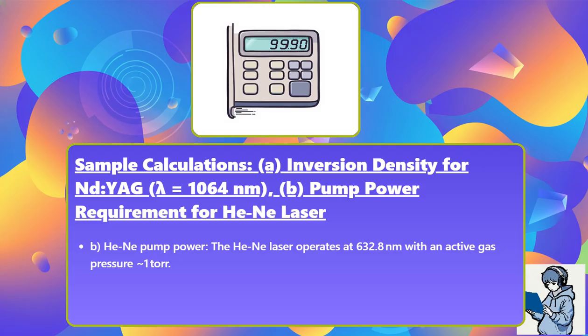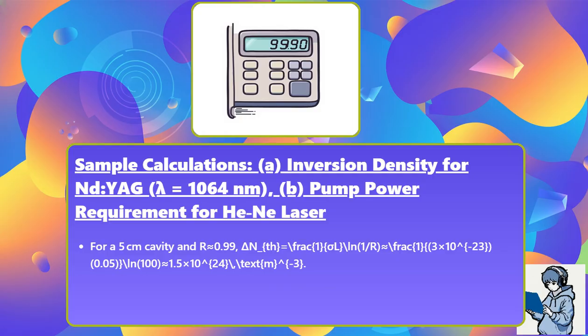The He-Ne laser operates at 632.8 nanometers with an active gas pressure of about 1 torr. The stimulated emission cross-section is about 3 times 10 to the minus 23 square meters, and tau approximately 100 nanoseconds. For a 5 centimeter cavity and R approximately 0.99, delta n sub th equals 1 over sigma L times natural log of 1 over R, approximately 1 over 3 times 10 to the minus 23 times 0.05 times natural log of 100, approximately 1.5 times 10 to the 24 per cubic meter.